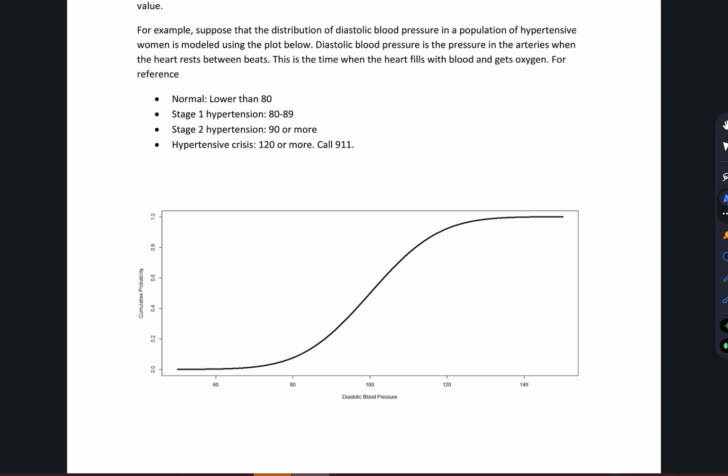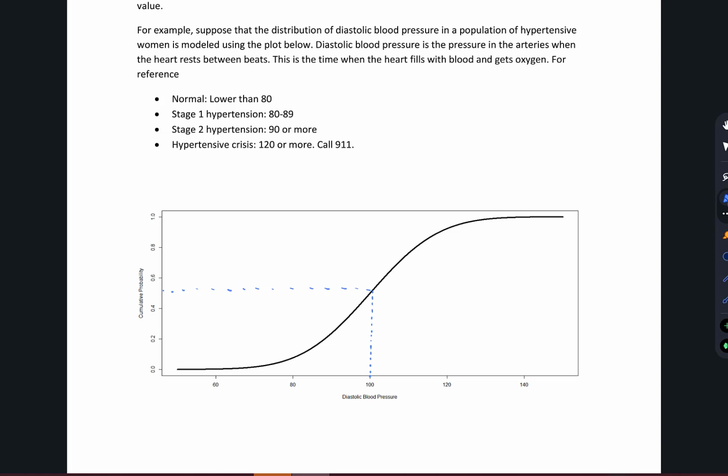And so just for example, if we look at a diastolic blood pressure of 100, and we look at where that meets the curve, and then we look at the corresponding probability, we can see here a diastolic blood pressure of 100 matches with a cumulative probability of 50%, or 0.5. And so what this tells us is in this particular population, 50% of the women have a diastolic blood pressure of 100 or less.